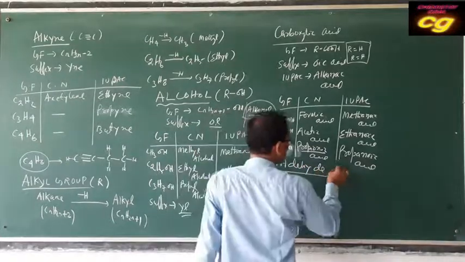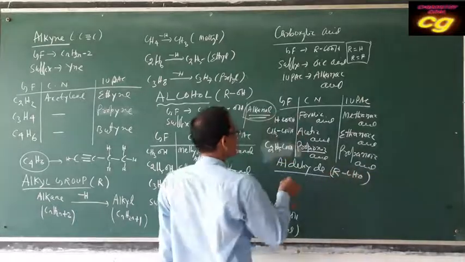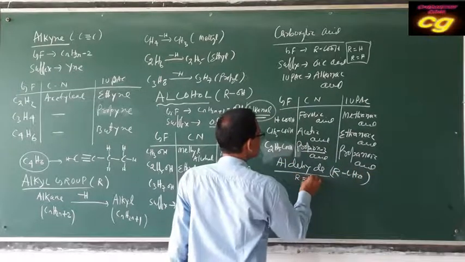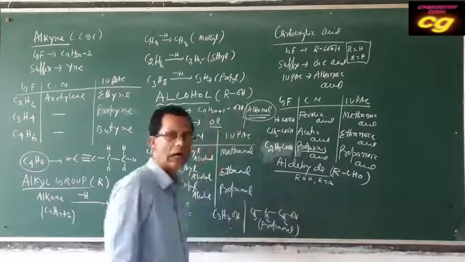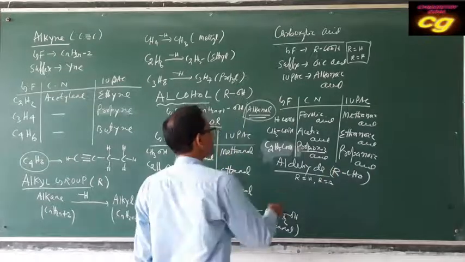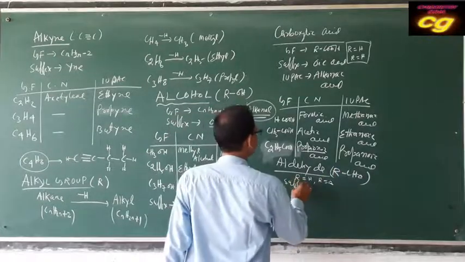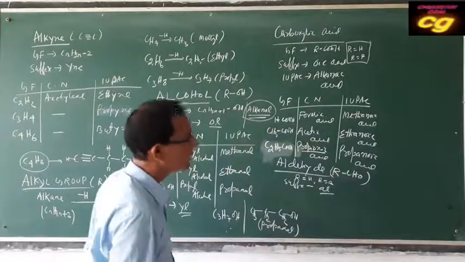Aldehyde is RCHO. Here the condition is that R may be H or R may be an alkyl group. R can be replaced by H or R can be R. And the suffix is "al". The suffix is called al.